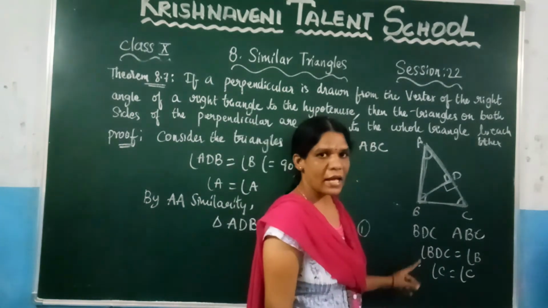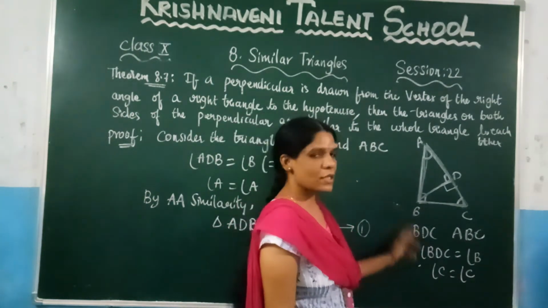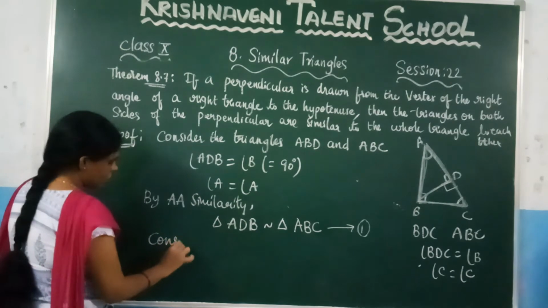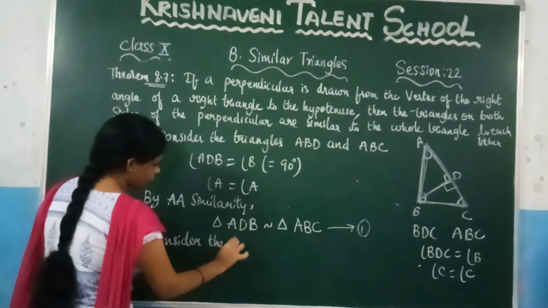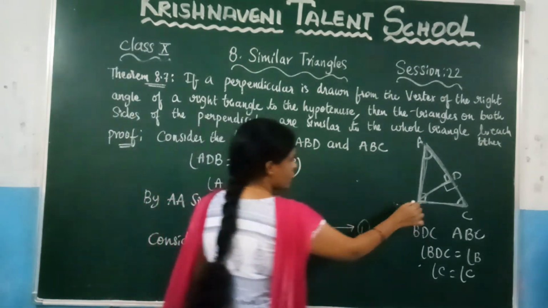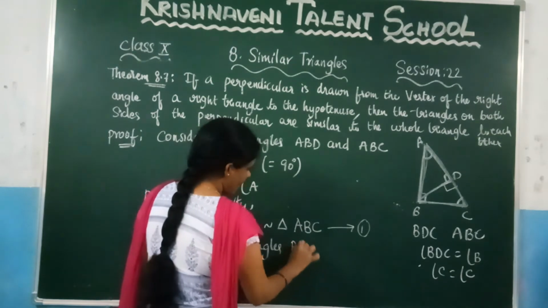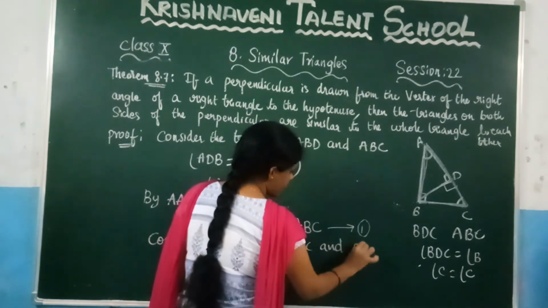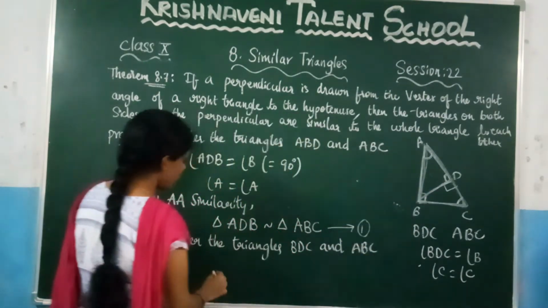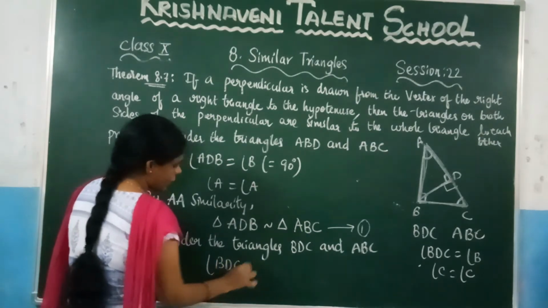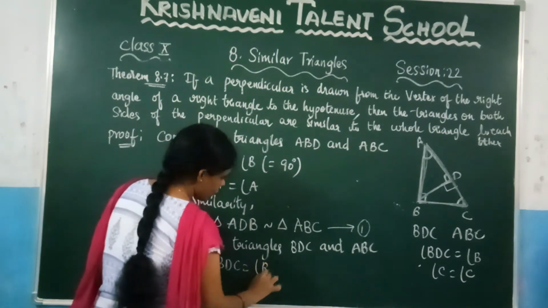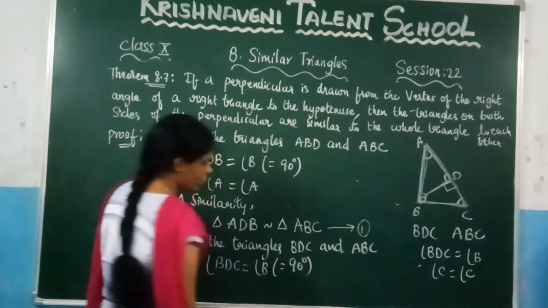Again, now you can apply angle similarity so that we can say that these two triangles are similar. So let us write that one. Consider the triangles. What are those triangles? The smaller triangle, which is BDC, and the bigger triangle, which is ABC. Now, in this triangle, where is the right angle? Which is angle D. So write it here. Angle BDC is equal to, in the bigger triangle, where is the right angle? Which is angle B. So write it here, angle B. Why? Because these two angles are equal to 90 degrees.